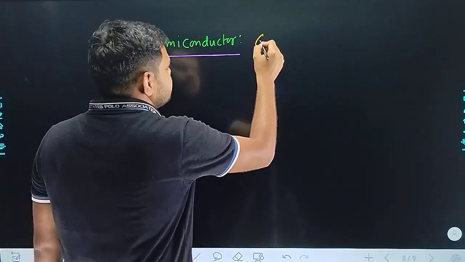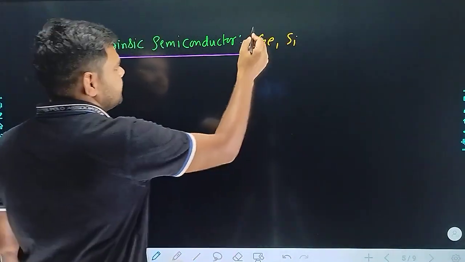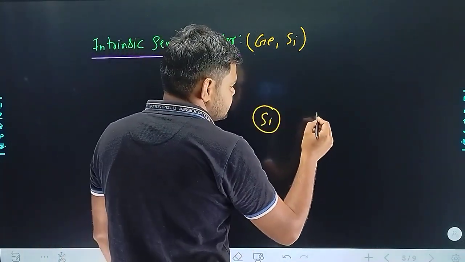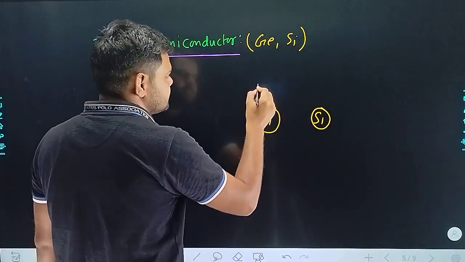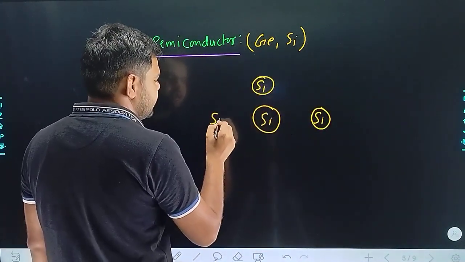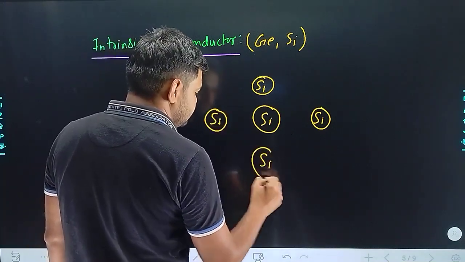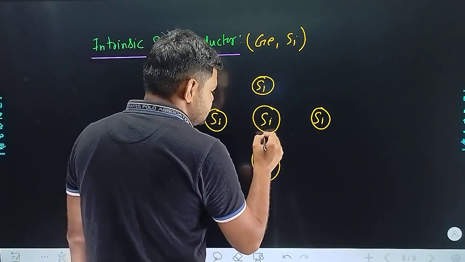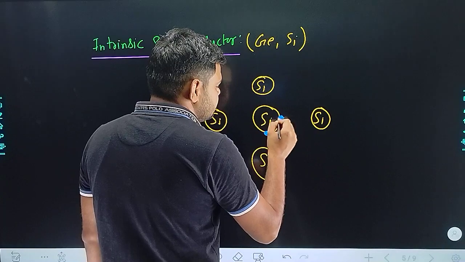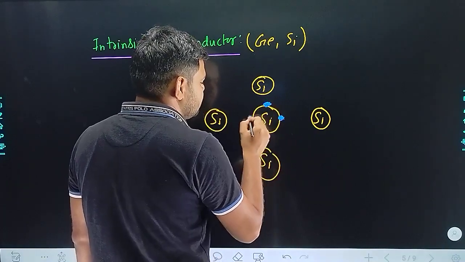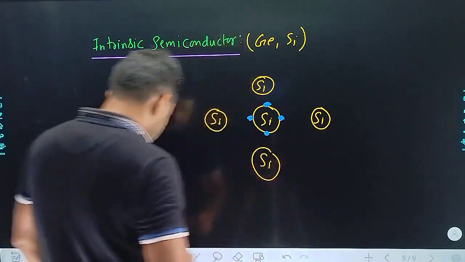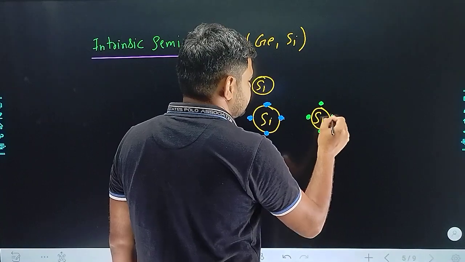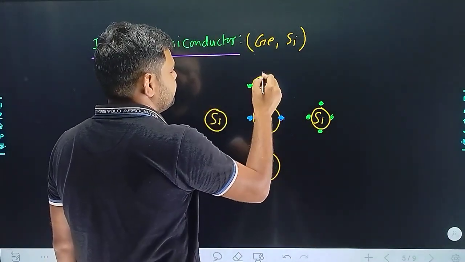Suppose germanium and silicon are the intrinsic semiconductors, and I have taken here a silicon atom, and this is the next silicon atom, and the next, and the next silicon atom. Silicon atom has 4 valency. Valency means the outermost shell electrons, or we say valence electrons. It has 4 valence electrons. So obviously the neighboring silicon atoms will also have 4 valence electrons, like this. I'm just drawing it roughly for your understanding.